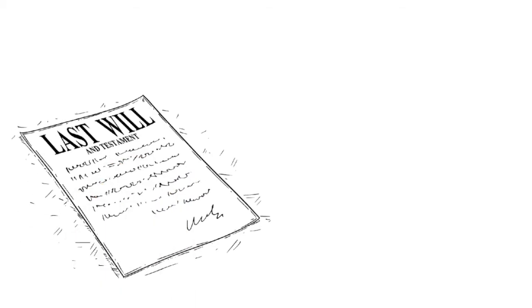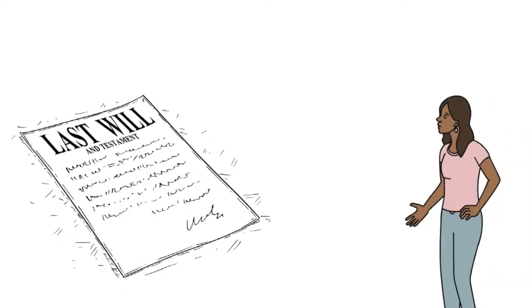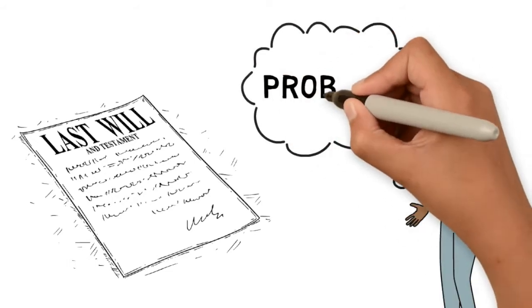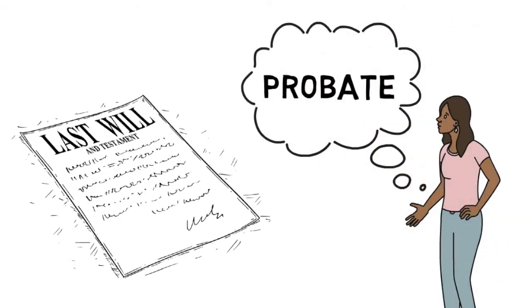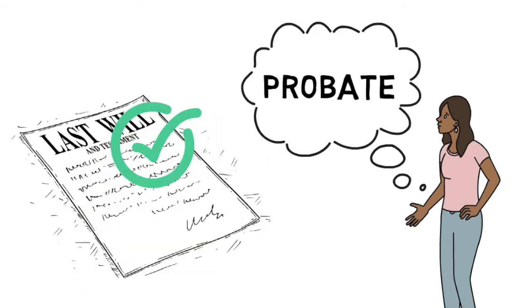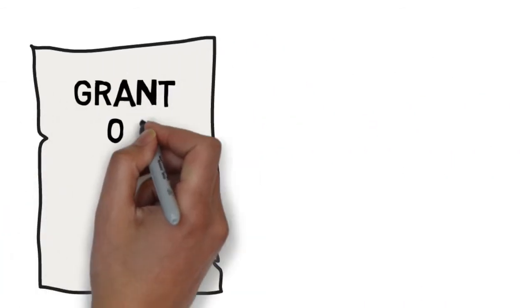Are you named as an executor of a will in BC? You've probably heard the term probate. What does it mean? Probate is the process that proves the will is valid and can be followed. The end goal of the probate process is to receive a document called a grant of probate.